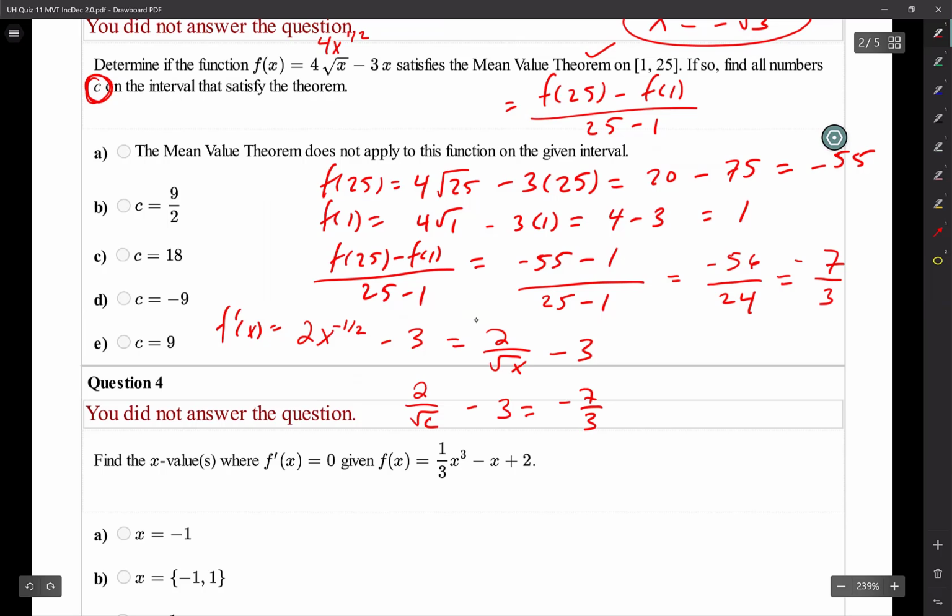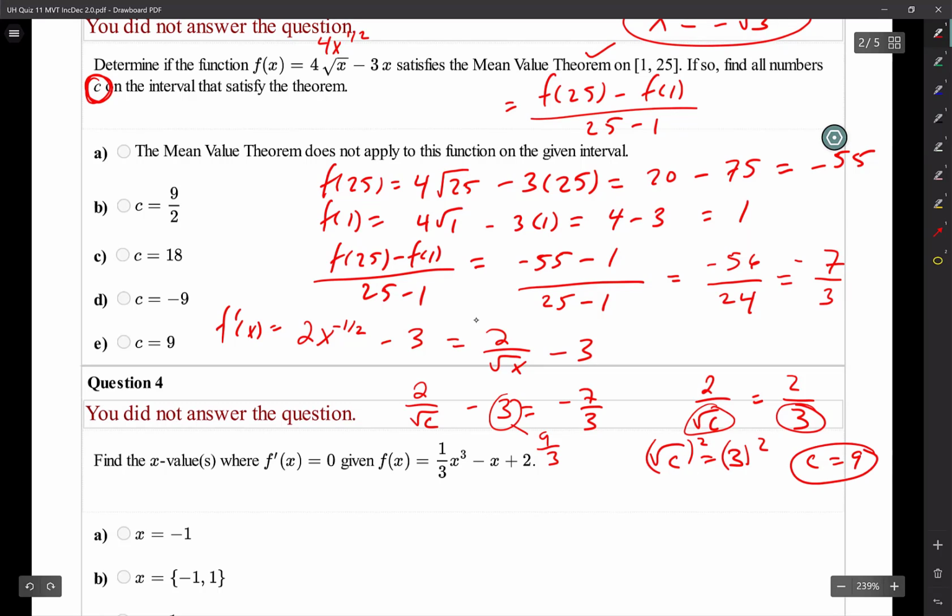I didn't confuse anyone, did I? C is just the letter they use to indicate that you're looking for that x value. Plus 3, so 2 over the square root of c equals, let's see, turn this into a fraction, 9/3, so -7 plus 9 is 2/3. Oh yeah, they do make it kind of easy. You can cross multiply if you want, but I already see a fraction here. I see 2 on the top, so the only way these will be equal is if the denominators are equal. Square root of c equals 3. All I have to do now is square it. c equals 9.